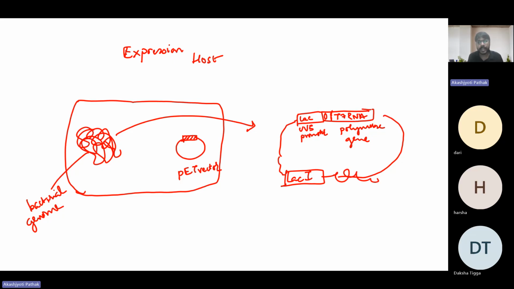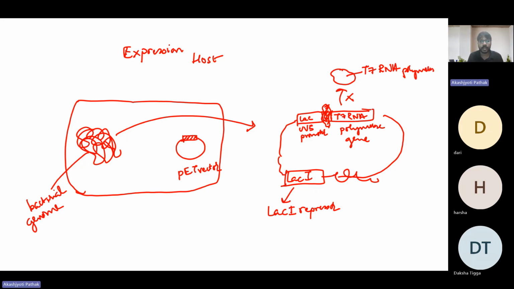So what will your LAC-I gene do? Your LAC-I gene will synthesize your LAC-I repressor. Once this LAC-I repressor is synthesized, it will go and bind to the operator, and it will not allow this T7 RNA polymerase from getting transcribed. So here there will be no expression of this T7 RNA polymerase.